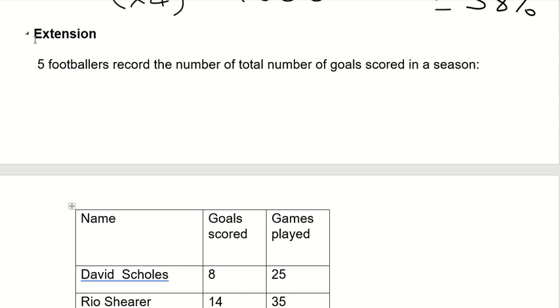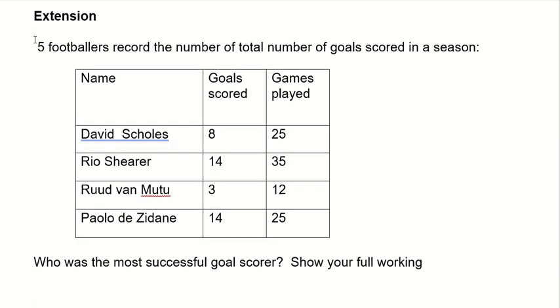Now, if you have got onto the extension question, it says 5 footballers record the total number of goals scored in a season. You've got 4 players there, the goals that they scored and the goals that they played. Who was the most successful goal scorer?